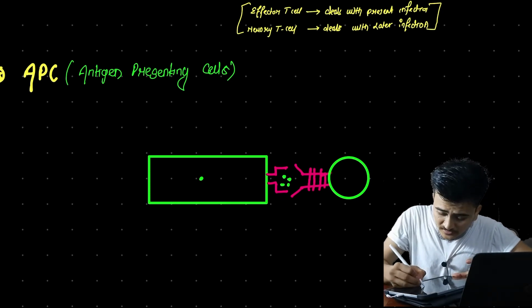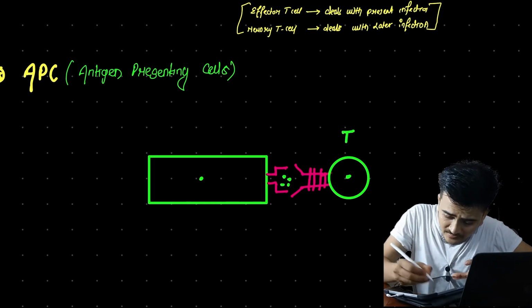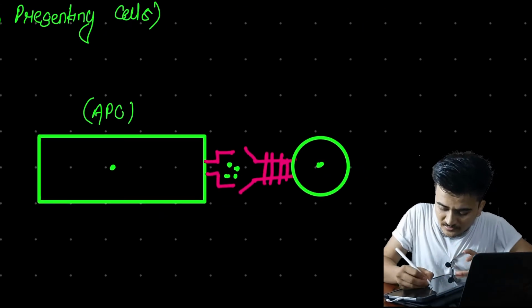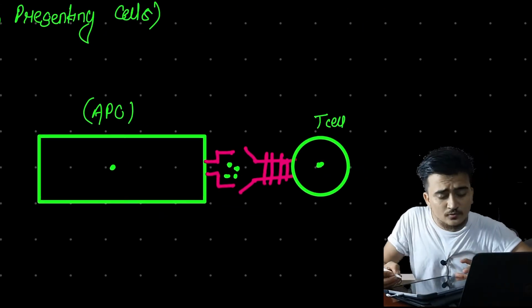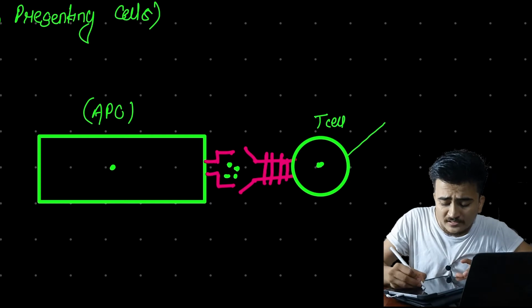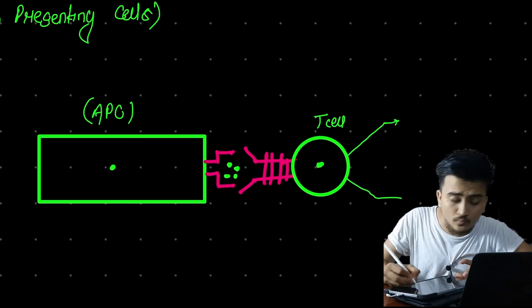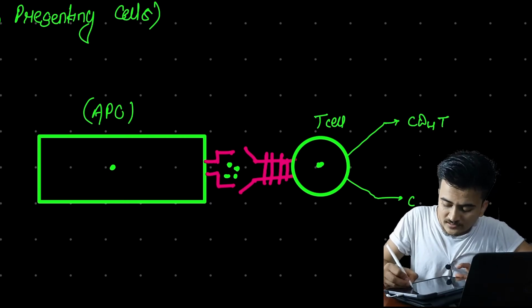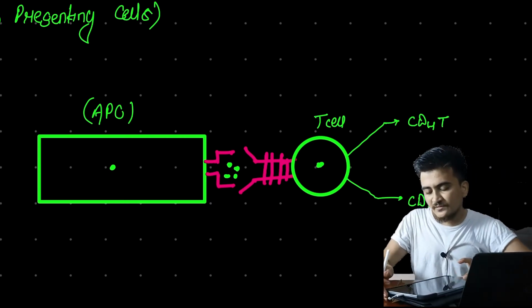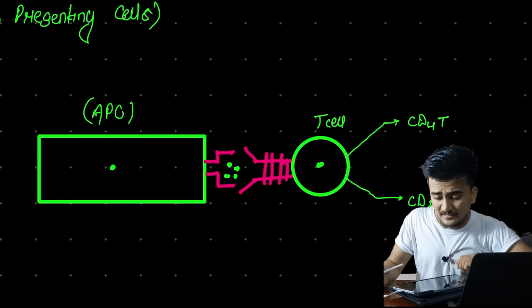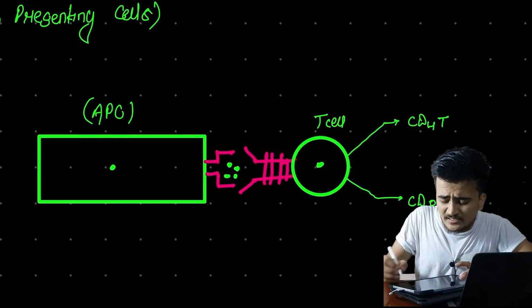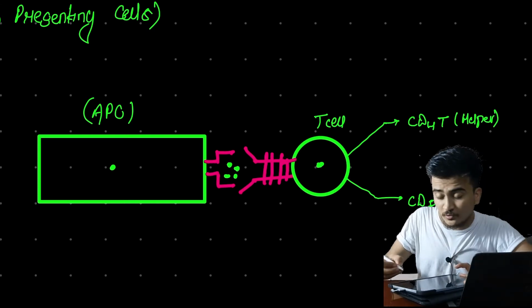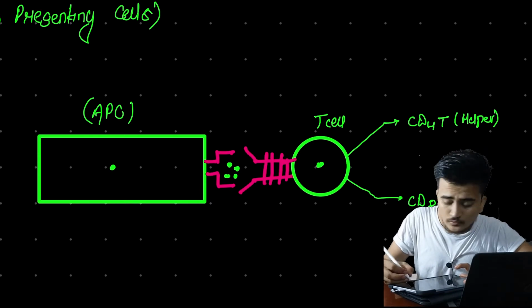Now, in the chapter on T cells, we have learned that this is APC, and here it is T cell. There are two types of T cells. What are the two types? One is CD4 T cell, and another is CD8 T cell. What was the name of CD4 T cells? It was called helper, if you remember. And CD8 is cytotoxic.